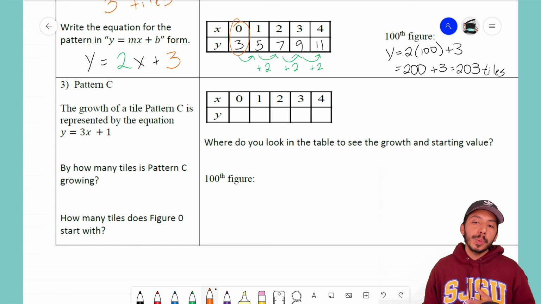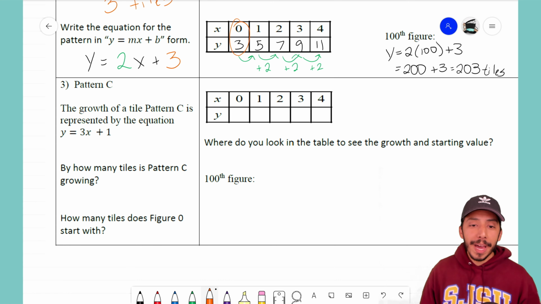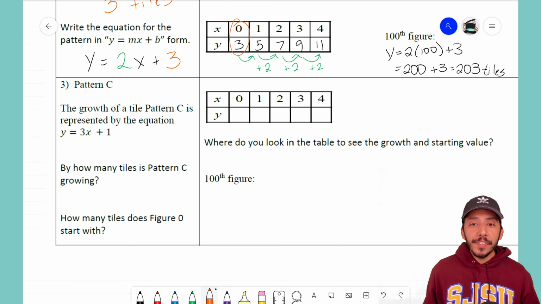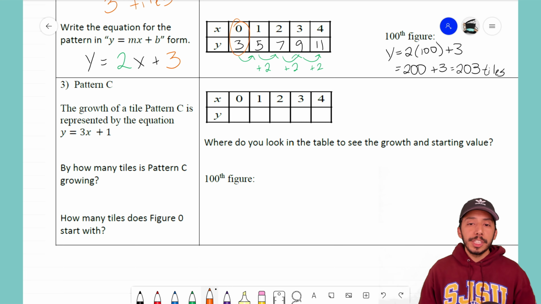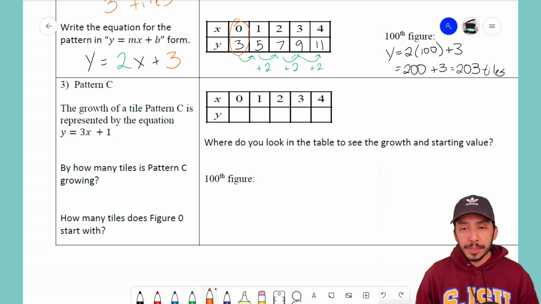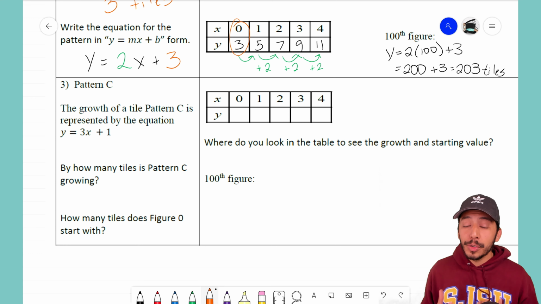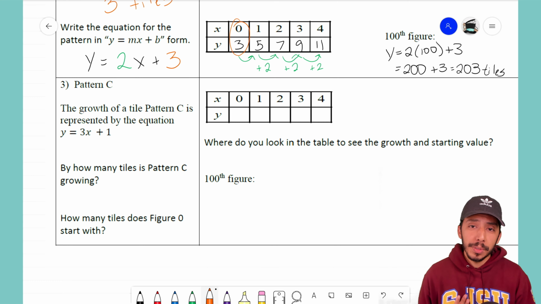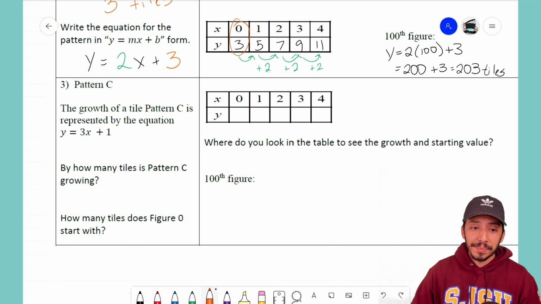And for pattern C, we're going to switch it up a bit. For pattern C, I'm going to tell you that the growth of a tile pattern C is represented by the equation y equals 3x plus 1. So off the bat, we are starting off with the equation. And we don't even have any tile patterns here to look at or to reference. We're going to have to use this equation to help us build the table and then hopefully be able to figure out the 100th figure tile.